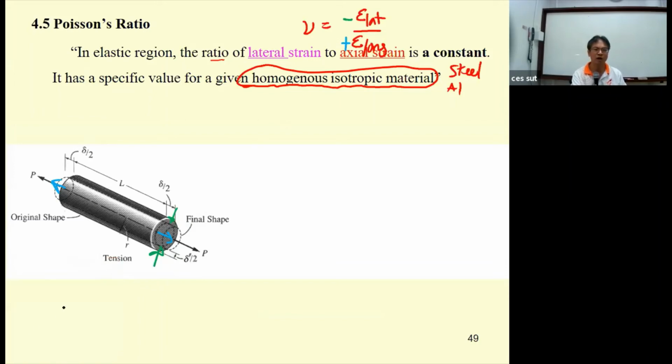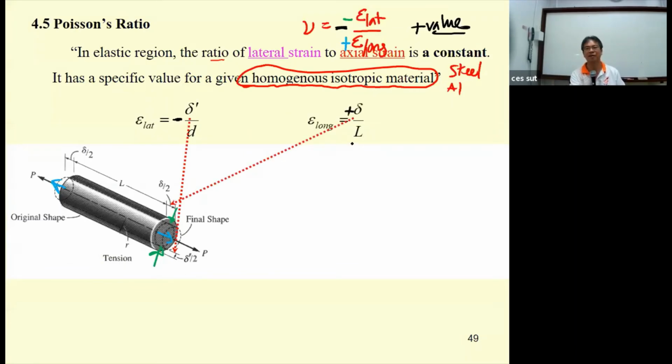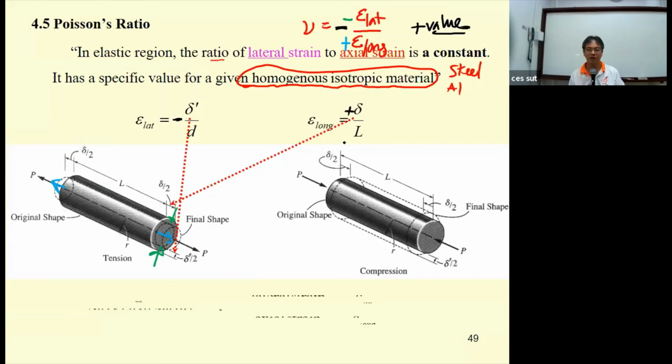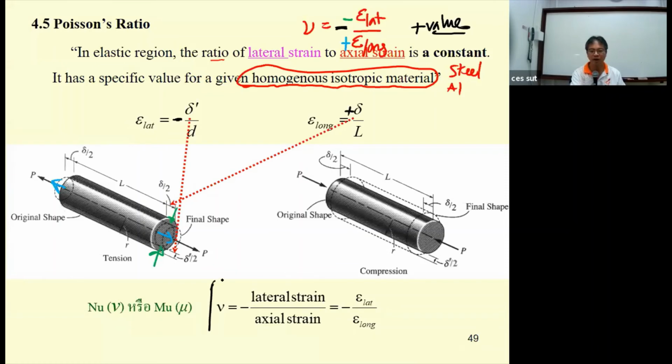So the equation for the Poisson ratio needs to have a negative sign in front of it to convert everything to a positive value. Okay, and also if you put it like this, lateral strain is negative, longitudinal strain is positive, and then you divide them, you get the Poisson ratio in the form of this equation. And it also applies to the material that is in compression.